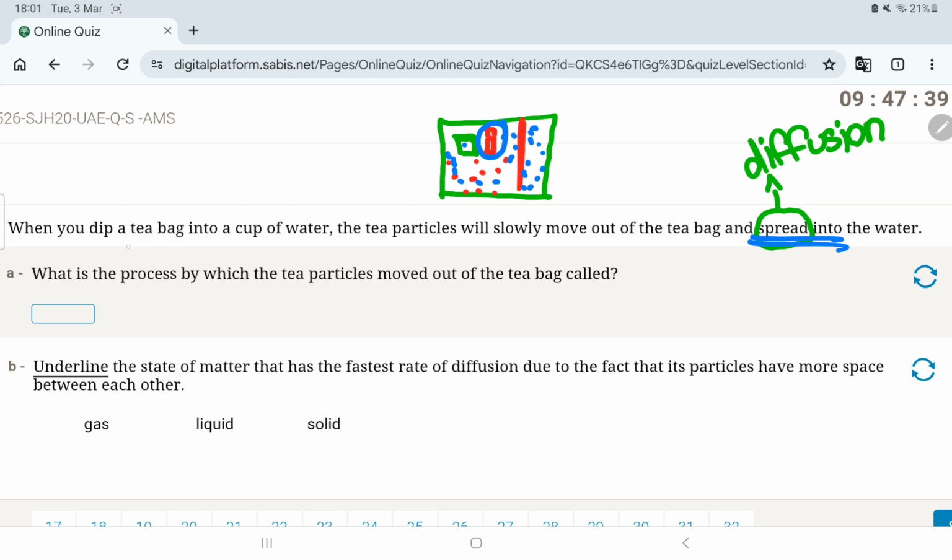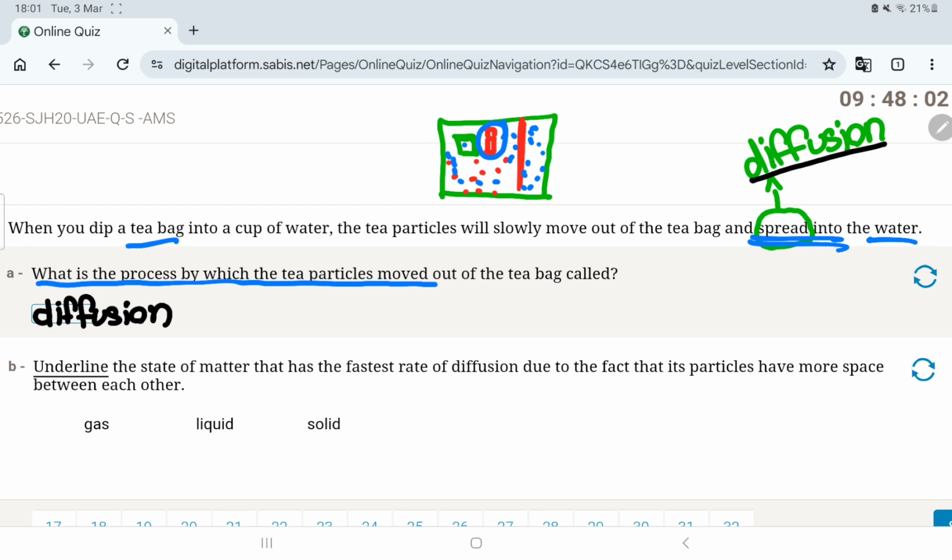Why? Because the perfume spread. But this time it's just a tea bag spreading into a cup of water. So what is the process by which tea particles moved out? What did we say the process is? When the tea particles move out and spread, diffusion. So what's the answer here? Diffusion.